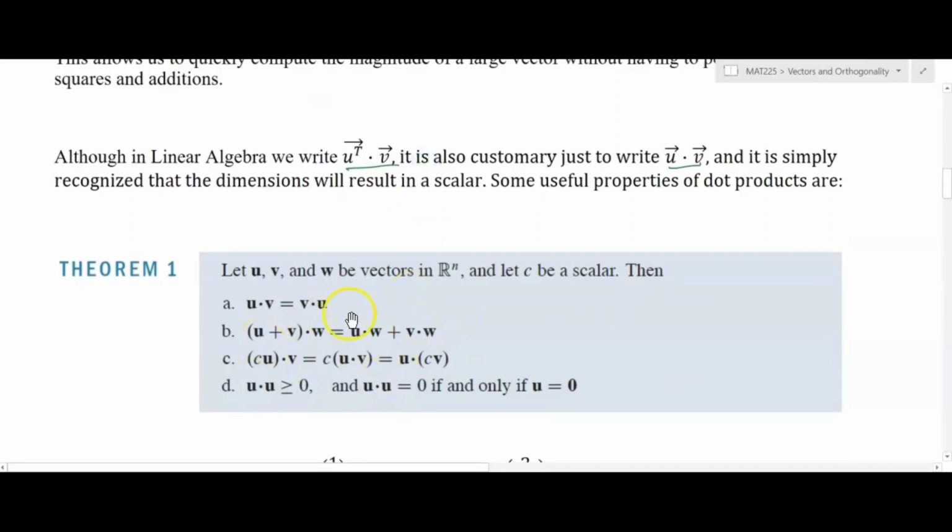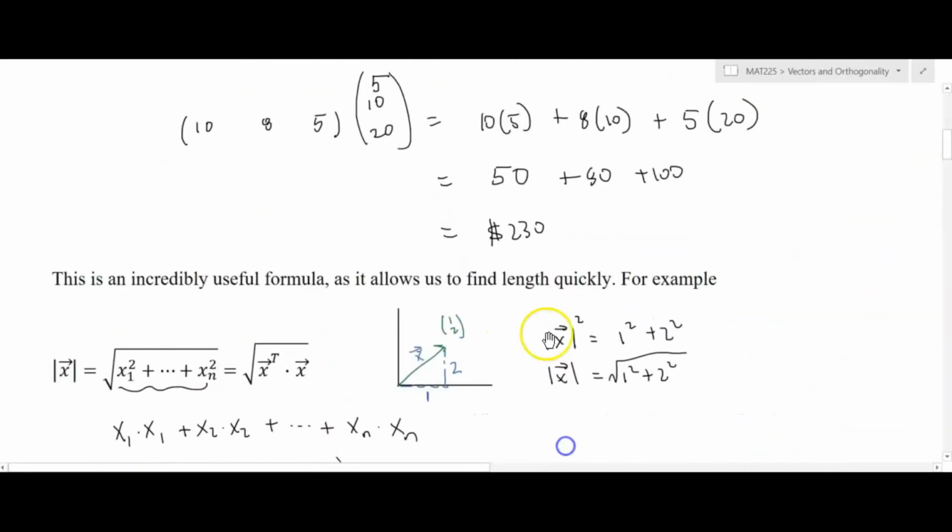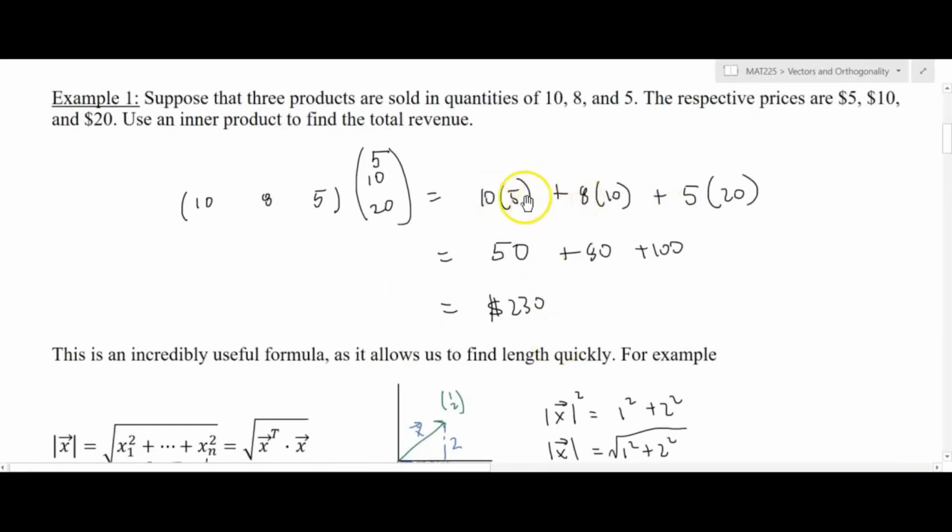So here are some properties of dot products. Dot products can take place either way. If you think about why property A is true, we need not go further than this example here. If we just commuted the 10 and the 5 and made this 5 times 10, 10 times 8, and 20 times 5, the 5, 10, 20 could have been in this vector, and the 10, 8, 5 could have been in this vector, and we would have come up with the same answer. So we would just be multiplying the factors in reverse order.